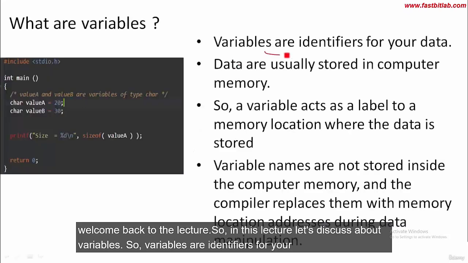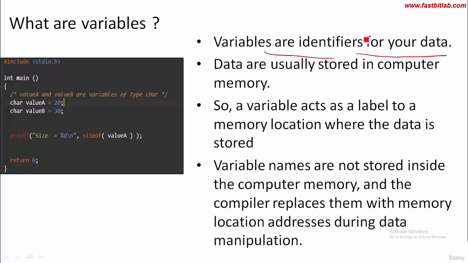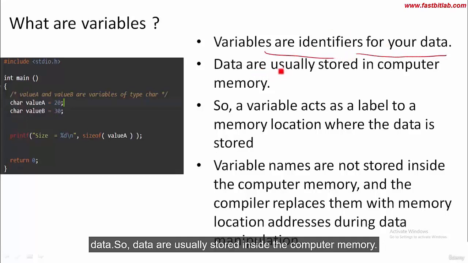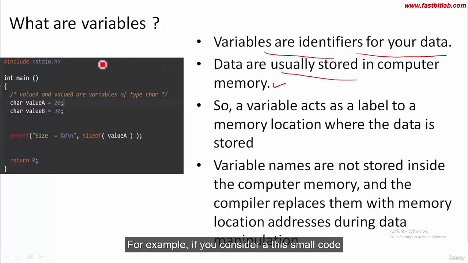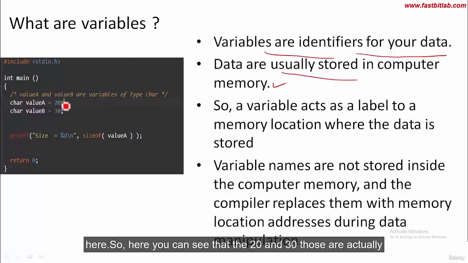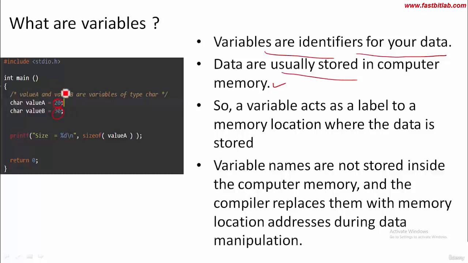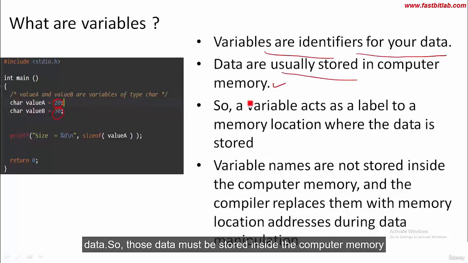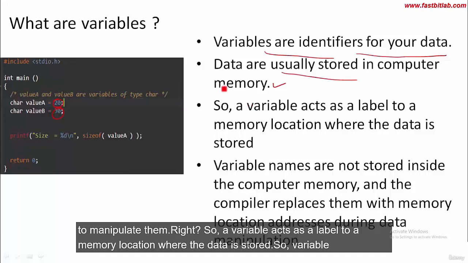Variables are identifiers for your data. Data are usually stored inside the computer memory. For example, if you consider this small code here, you can see that the 20 and 30 are actually data. Those data must be stored inside the computer memory to manipulate them, right? So a variable acts as a label to a memory location where the data is stored.